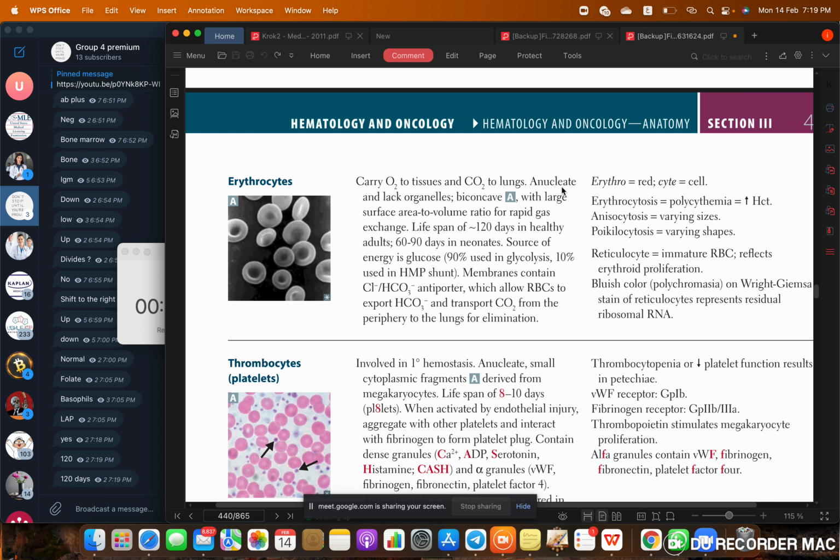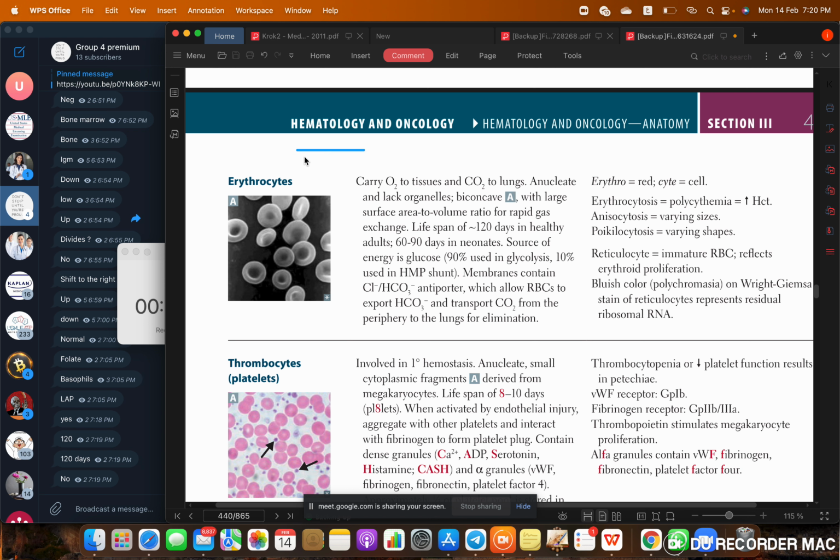They are enucleated, which means they do not have a nucleus and they do not have organelles. So do they do electron transport chain and oxidative phosphorylation? Well, how can they consume the glucose if not that? I mean, how can they make the ATP? The answer is anaerobic glycolysis and the HMP shunt. They are also built with a large surface area to volume ratio for a rapid gas exchange.